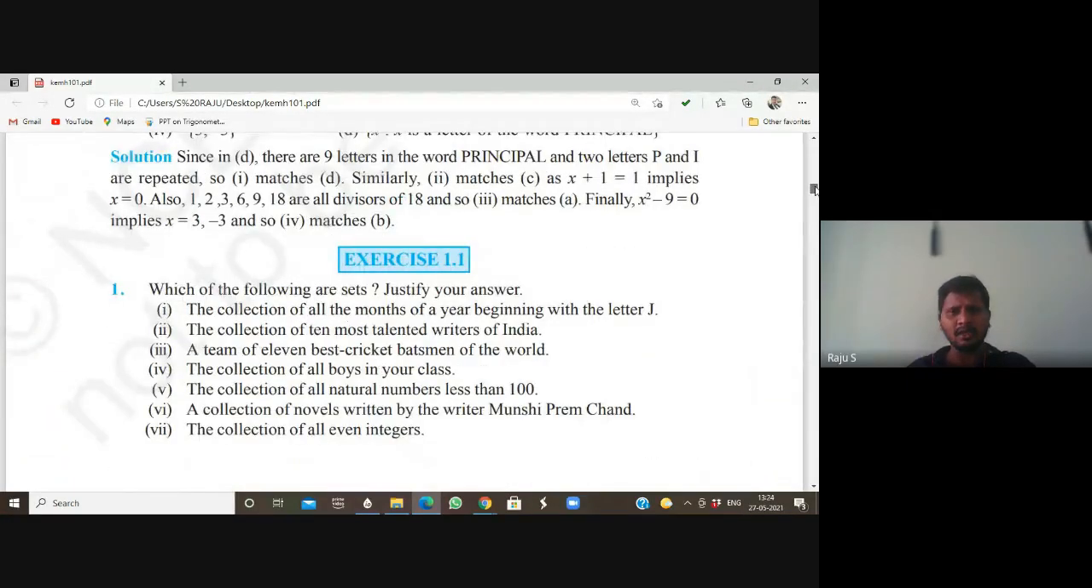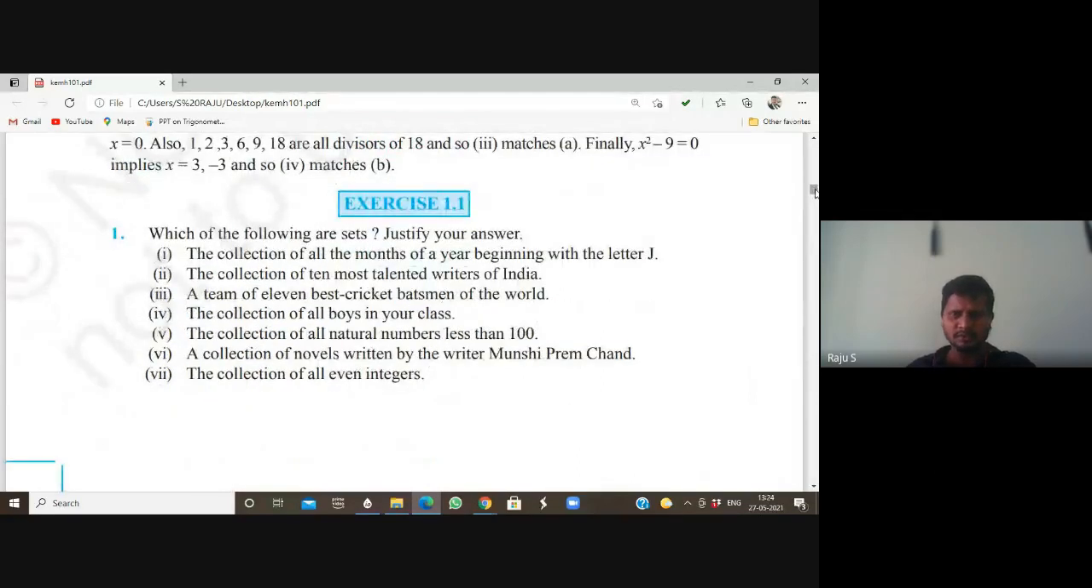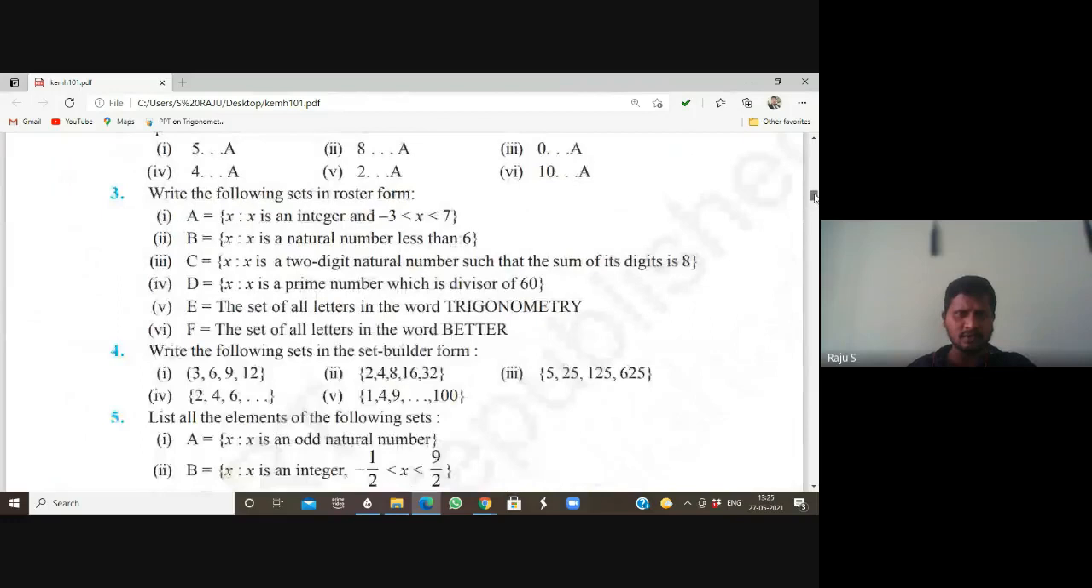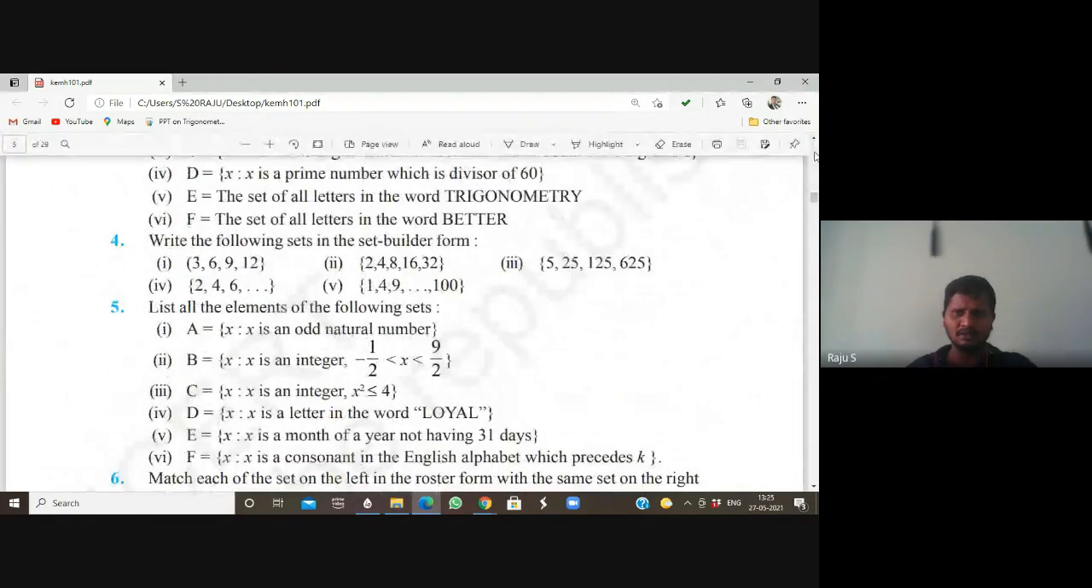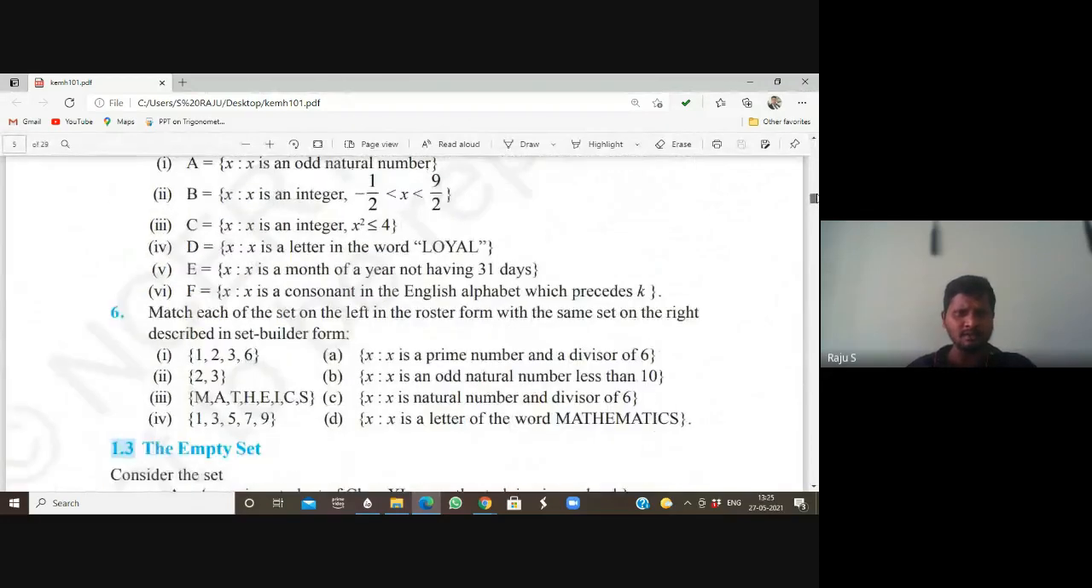Otherwise, I'll send you the notes on the sets concept, right? How to write the solution and all. But try to understand the concept first of all. You have to understand the concept; the solutions and all I'll send to you, right? Class notes.